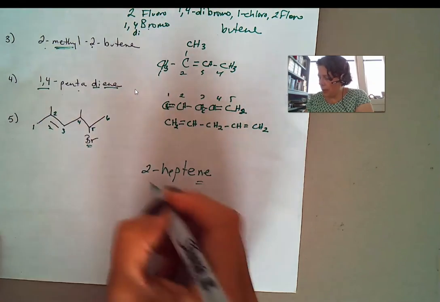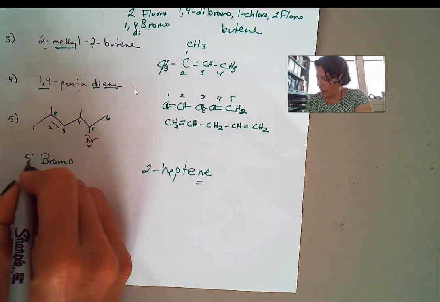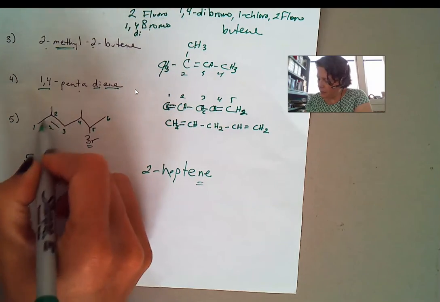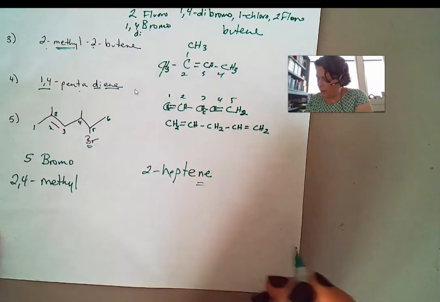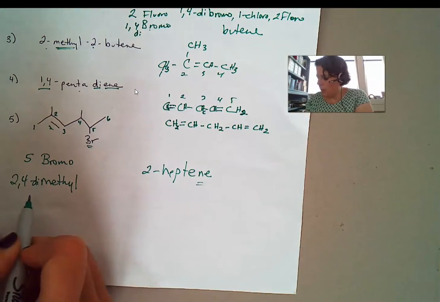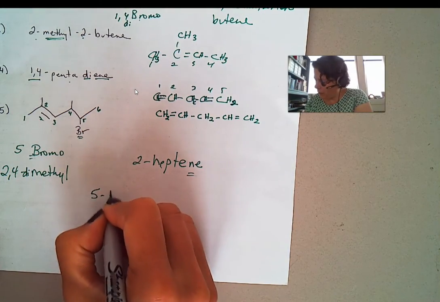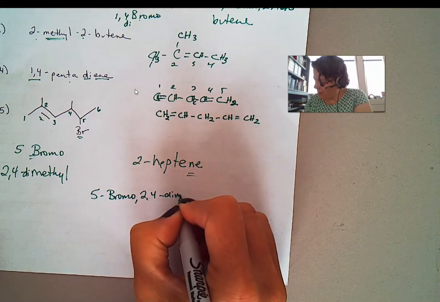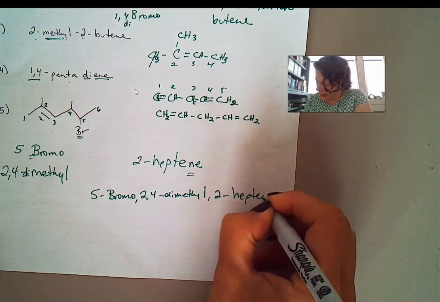Now our side chains that fall onto this, we've got a bromo group, which is on 5, and then we have methyl groups on carbon number 2 and carbon number 4, 2 and 4. And since there's 2 methyl groups, we put dimethyl. We do these in alphabetical order, so B comes first, so this becomes 5-bromo-2,4-dimethyl-2-hexene.